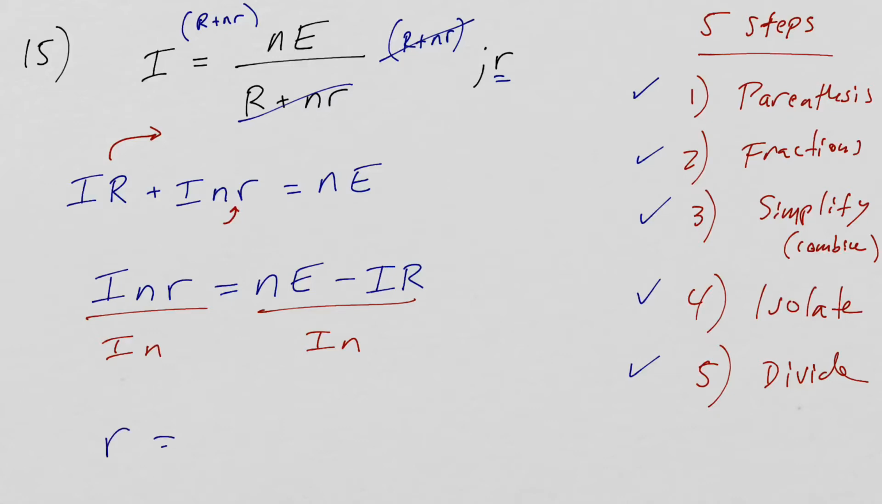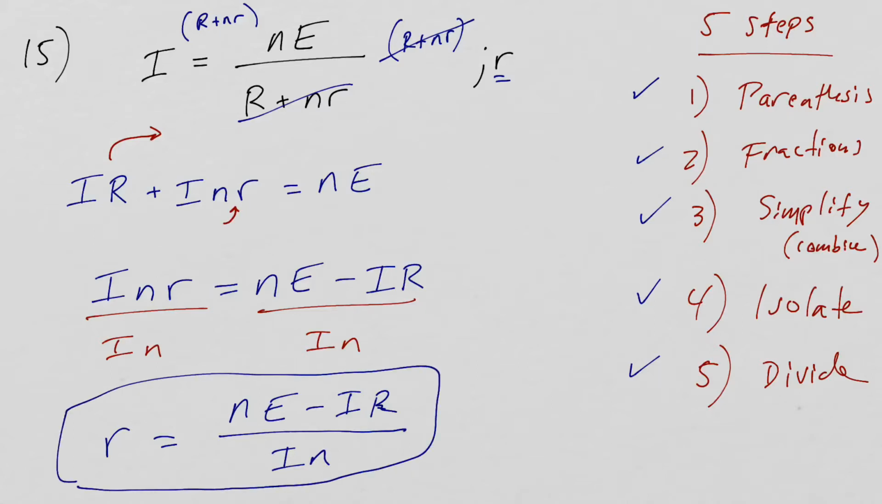So R is equal to NE minus IR over IN. And that's all you can do. You cannot cancel anything because there are three terms in this fraction. In order to cancel anywhere, you have to be able to cancel the same thing in each of the three terms. And there's nothing that's common to each of those three terms. So that's a simplified fraction.